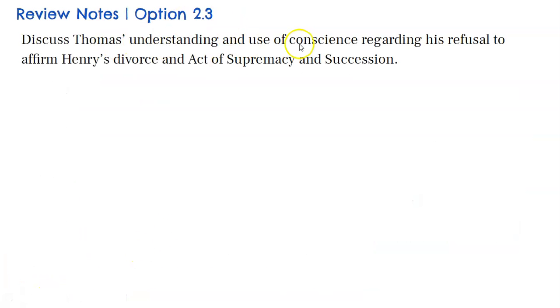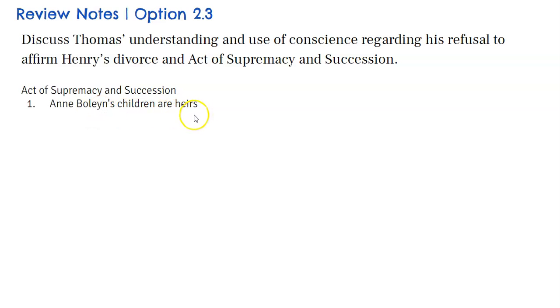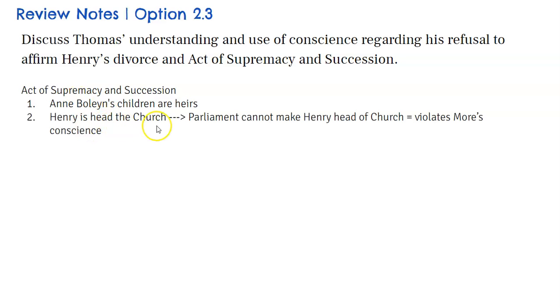Let's see. It also says discuss the conscience, specifically in terms of the oath of supremacy. So just to remind you, what was the act of supremacy and oath of supremacy, I think. So Anne Boleyn's children are heirs. You know what? I don't even know if you have to go into that much detail. I guess you could add this. But it also said that Henry's the head of the church.